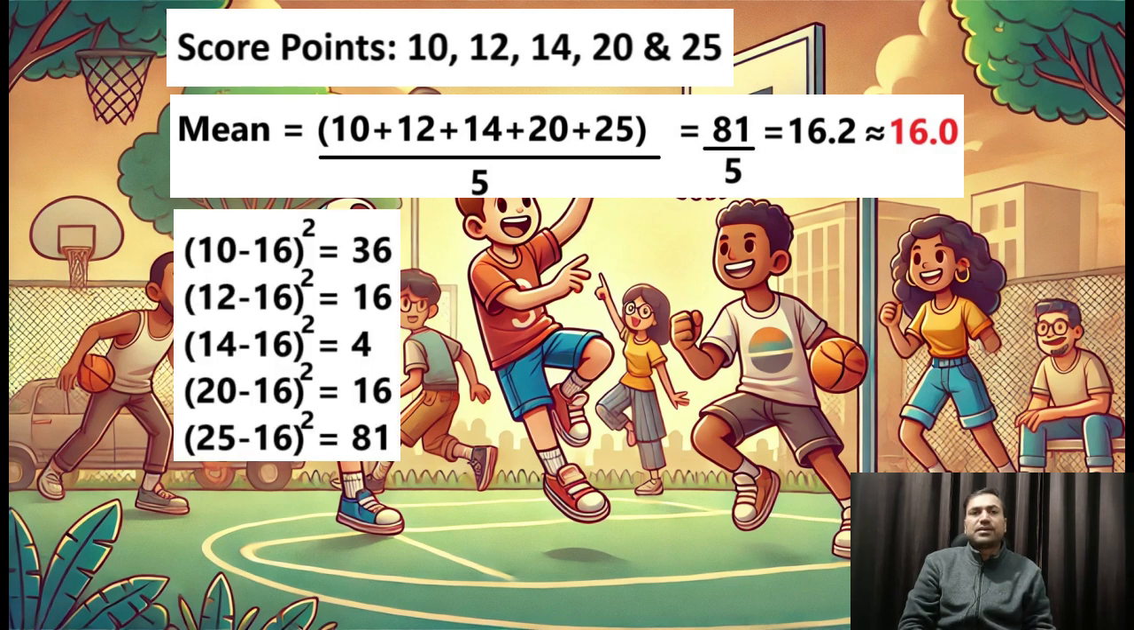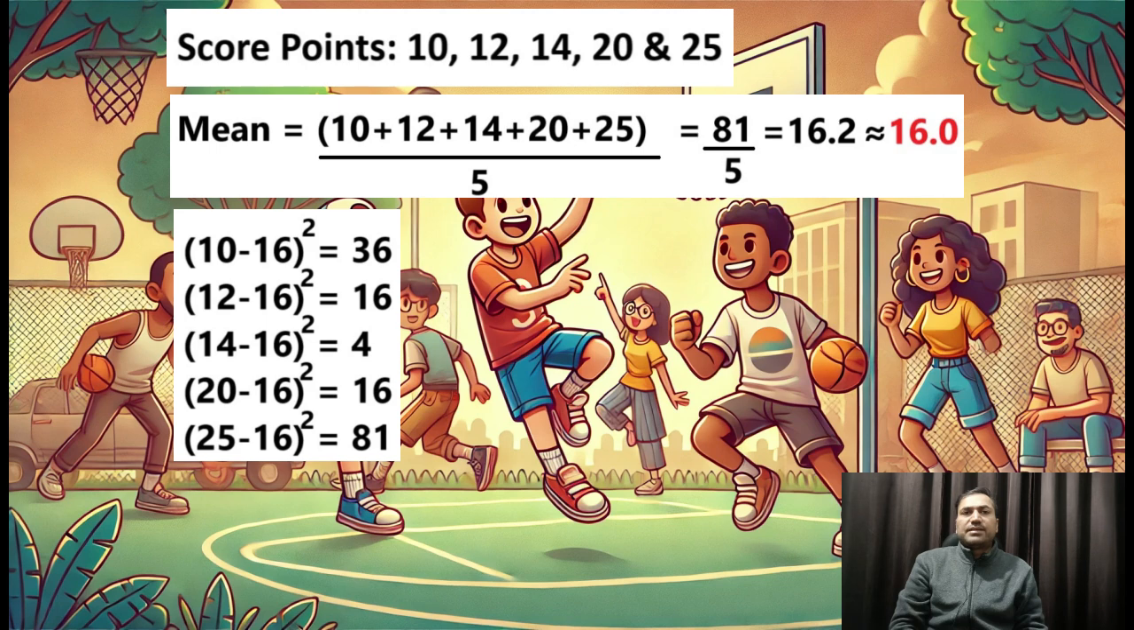Step 2. Subtract the mean from each number and square the results. Square of 10 minus 16 is equal to 36. Square of 12 minus 16 is equal to 16. Square of 14 minus 16 is equal to 4. Square of 20 minus 16 is equal to 16. Square of 25 minus 16 is equal to 81.